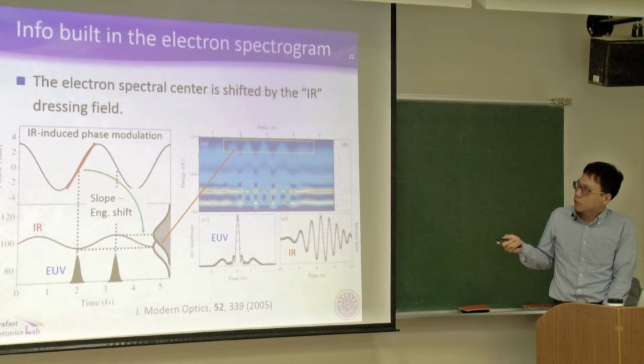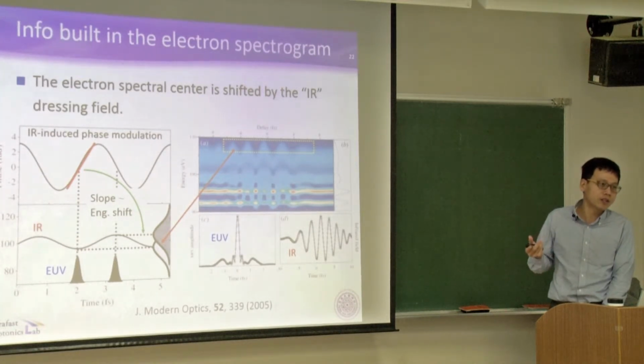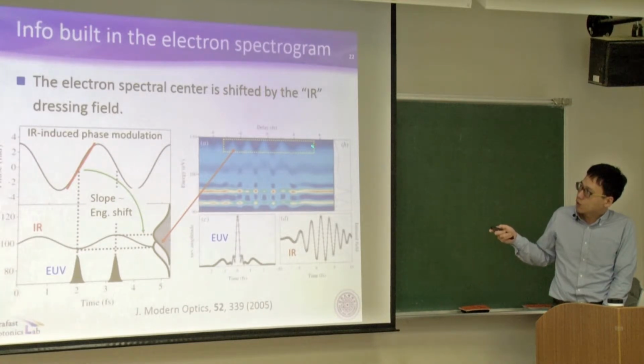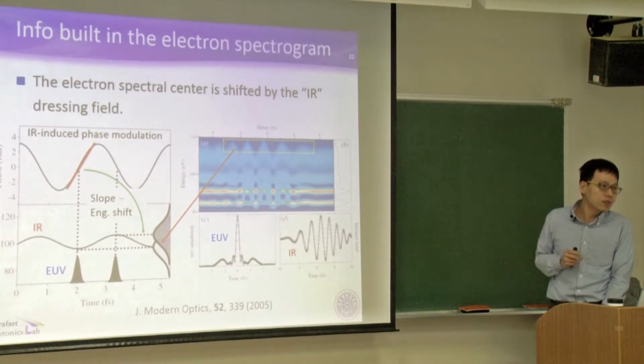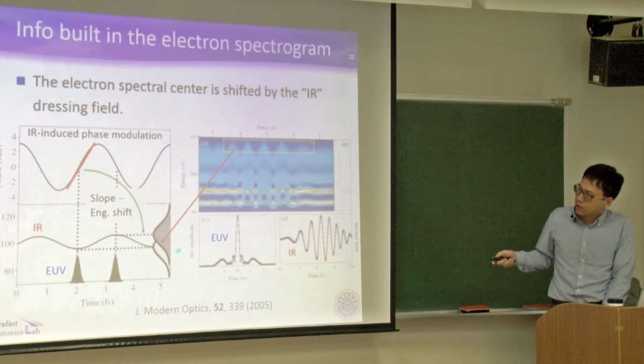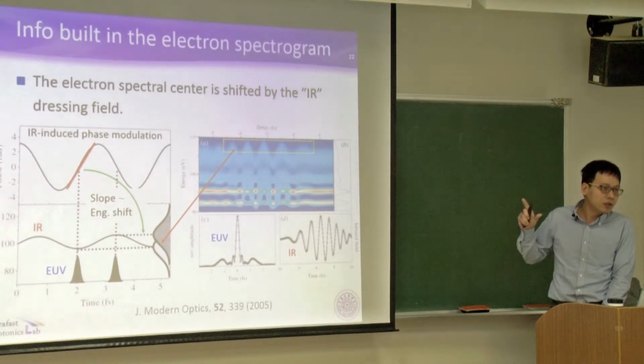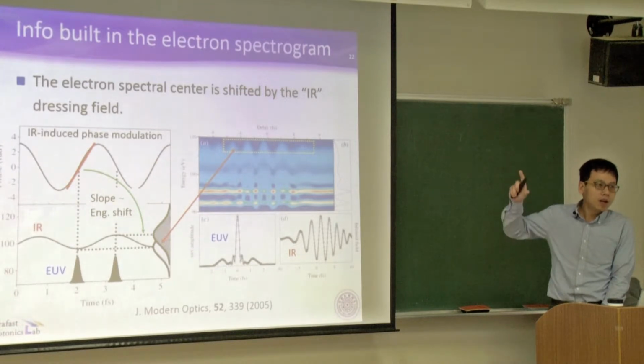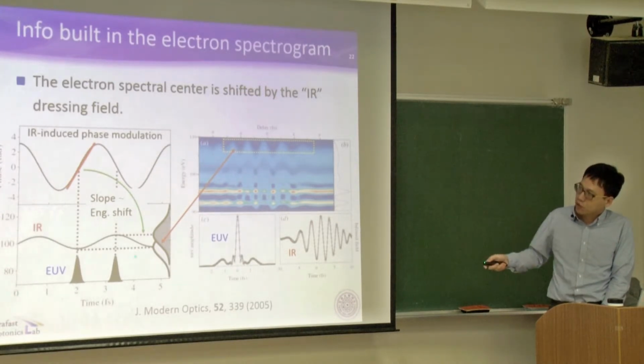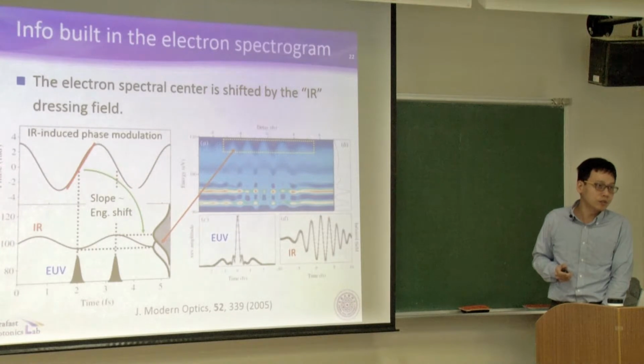Okay, so if you look at the spectrogram, this is the electron spectrogram. Horizontal axis is the delay, vertical axis is electron energy, okay, just like a FROG trace. And if you look at here, you will see light blue, deep blue colors, right, alternating with delay. That means this thing happens. Your electron spectrum is shifted up and down periodically because of the periodic infrared driving field.